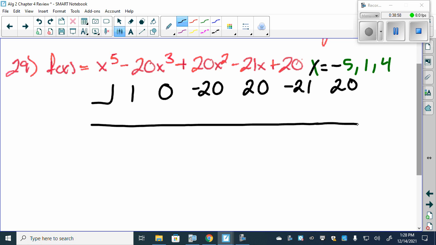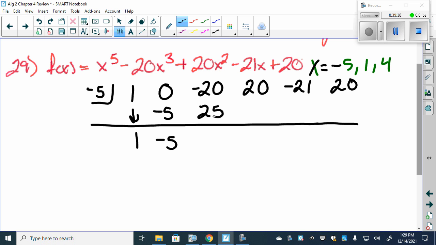Now, it doesn't matter which one of these we plug in first. We can pick any of them. So we can pick -5 first. And then we're going to do our multiplication. We're going to do -5 times 1 is -5. Then we would add straight down. 0 plus -5 is -5. -5 times -5 is going to be positive 25, because a negative times a negative would make a positive.